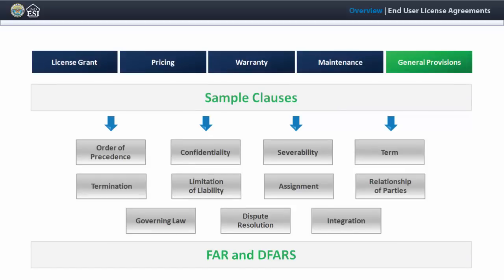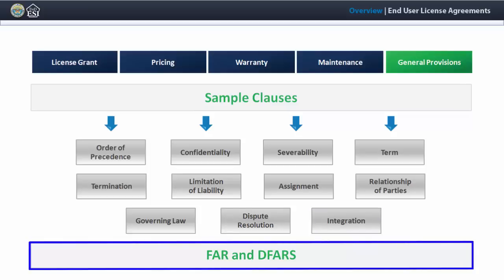Many general provisions apply to the software EULA. These include order of precedence, confidentiality, severability, term, termination, limitation of liability, assignment, relationships of the parties, governing law, dispute resolution, integration, and a host of other clauses required by the FAR and DFARS.